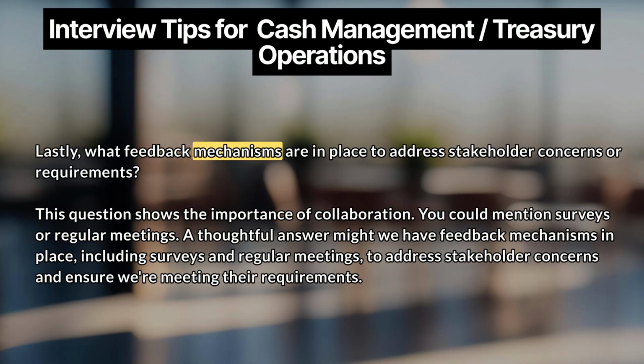Lastly, what feedback mechanisms are in place to address stakeholder concerns or requirements? This question shows the importance of collaboration. You could mention surveys or regular meetings. A thoughtful answer might be, we have feedback mechanisms in place, including surveys and regular meetings, to address stakeholder concerns and ensure we're meeting their requirements.